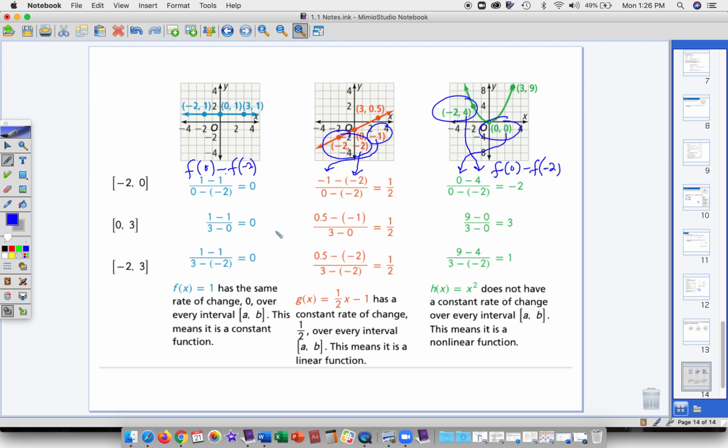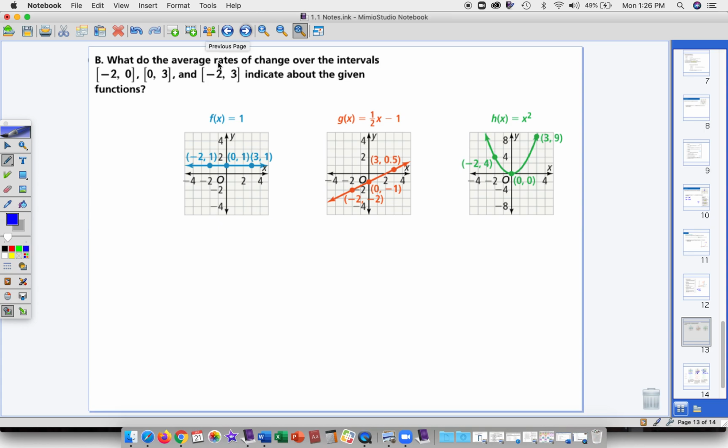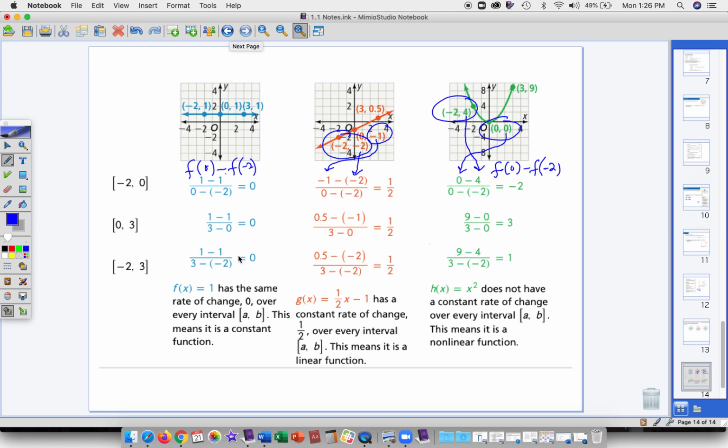Okay, so now that you've had a good look at that, let's talk about the big question: what do the average rates of change indicate about the functions? So notice here that for all the calculations, the average rate of change is 0. And that makes sense because we're talking about slope. This is a horizontal line. The slope of a horizontal line is 0. So the rate of change is 0, meaning it's constant throughout the function.